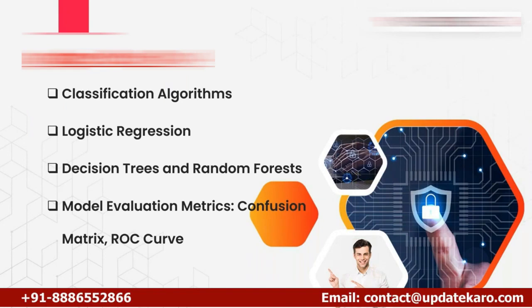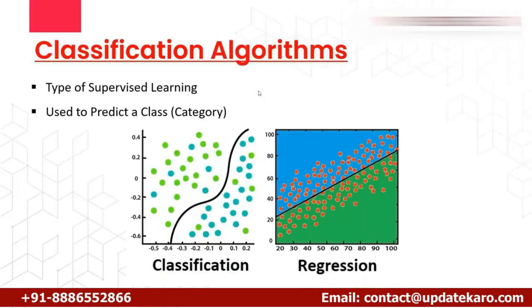What are the different classification algorithms we have, and why use a classification algorithm? Then we'll be talking about the different classification algorithms. We will start with logistic regression, then talk about decision trees and random forest. We will also talk about the model evaluation metrics like the confusion matrix, classification report, as well as the ROC curve. Let's go ahead with the classification algorithm.